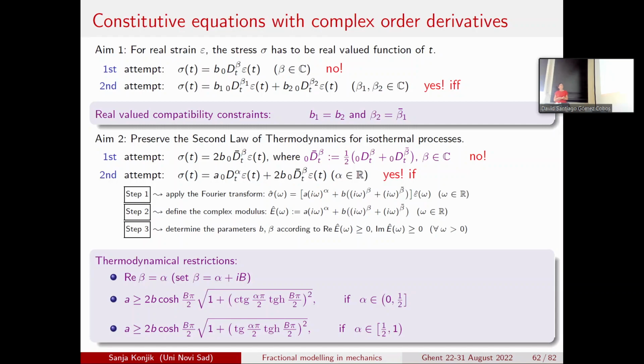So you should always have a linear combination of two complex order fractional derivatives so that the orders are complex conjugated numbers, plus the real order fractional derivative, and that order is exactly the real part of this complex number beta.